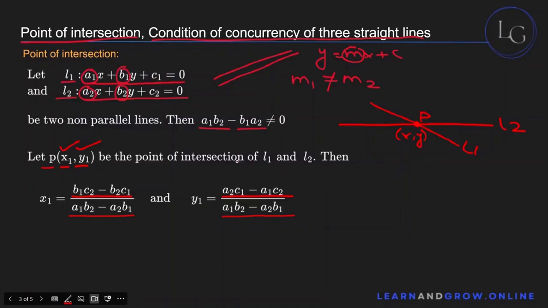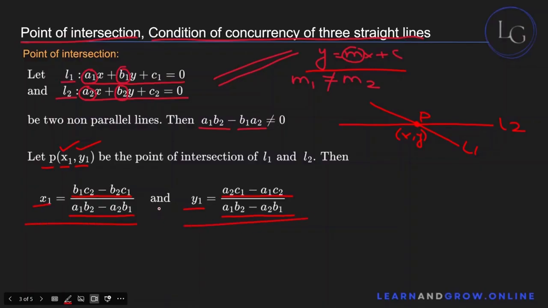Or you can do this in a much simpler way as well: if you convert both of these equations of line 1 and line 2 into their y is equal to mx plus c forms, then you can solve them simultaneously and eventually find the values for x1 and y1, which will be the coordinates of their intersection point. But for general equations you just use these two.